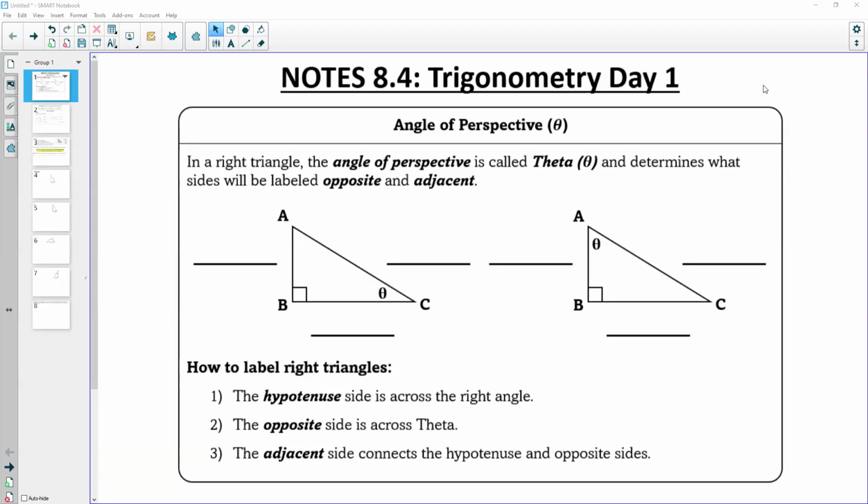All right, guys. So this video is going to be covering notes 8.4. This will be going over trigonometry. This will be day one.